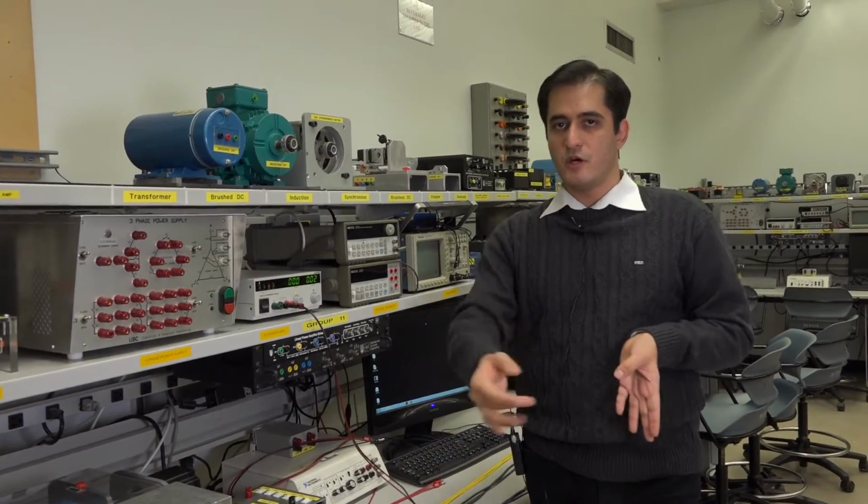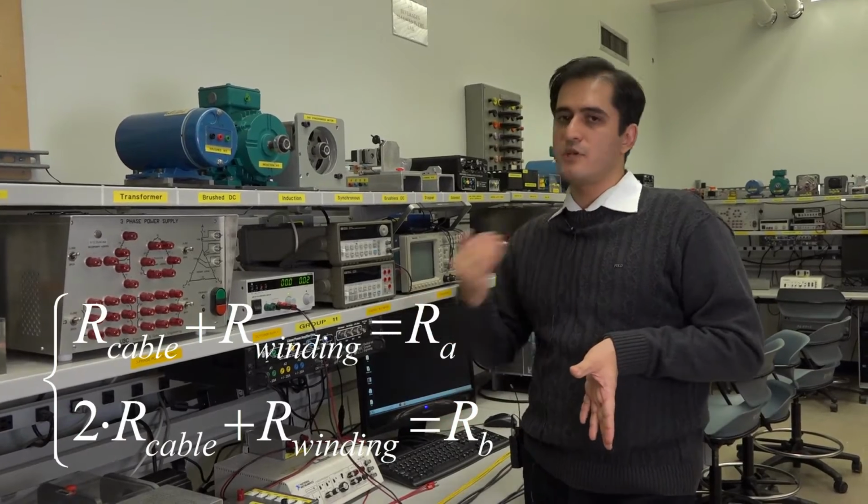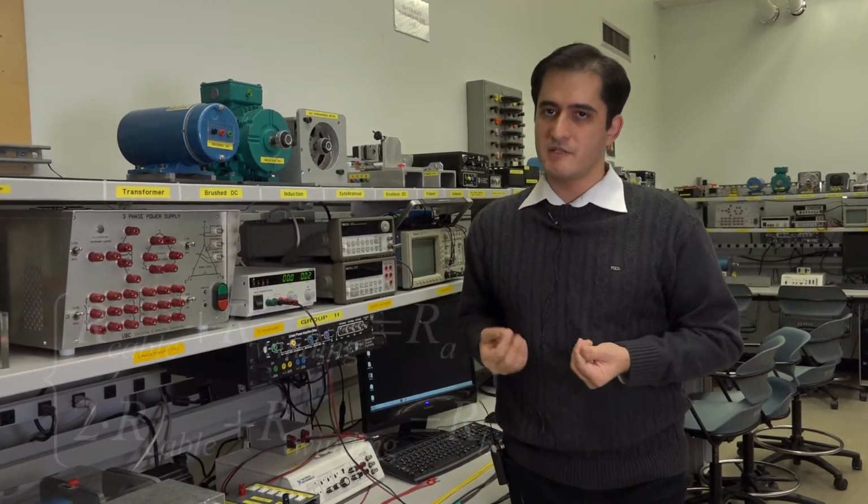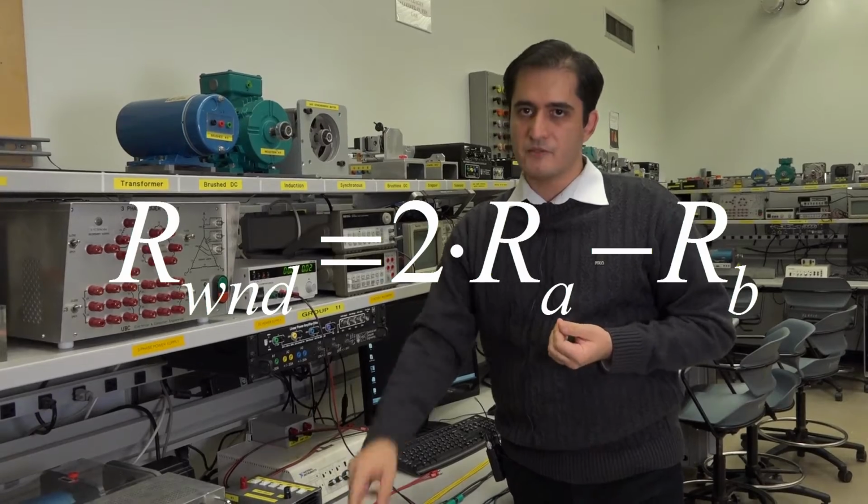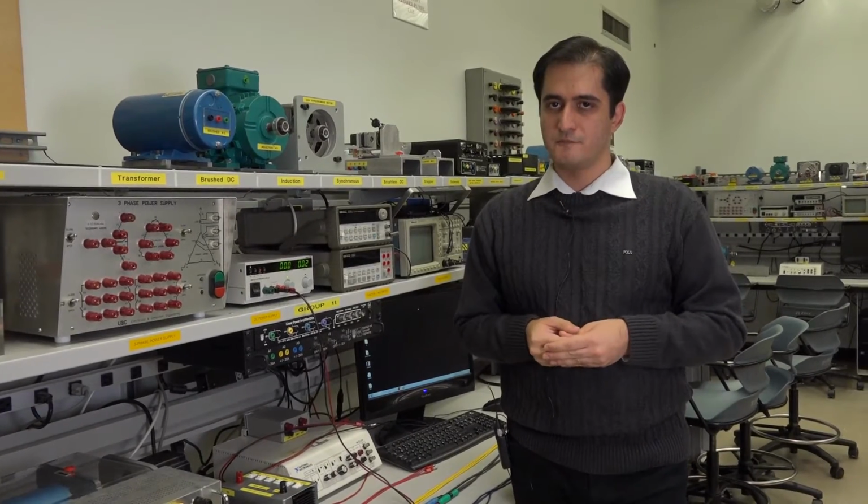And this way you are basically recreating a 2 unknown 2 equation system, and that way you can come up with the exact resistance on the transformer windings.